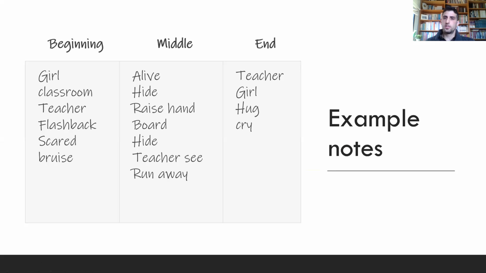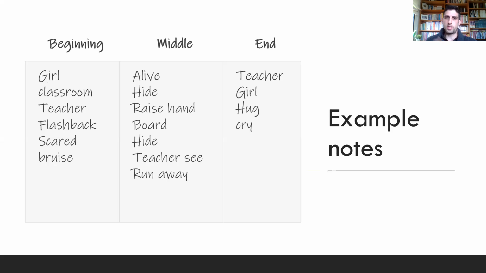Okay, so these are my example notes, right? In the beginning, I write girl, classroom, teacher, flashback, scared, and bruise. And then in the middle, there's alive, hide, raise hand, bored, hide, teacher sees, and run away. And in the end, there's teacher and the girl and hug and cry. Okay? And so these are all the main things that I noticed. Now, I will also add in some things in my response from what I remember, but these are just keywords to help me think about it, right?